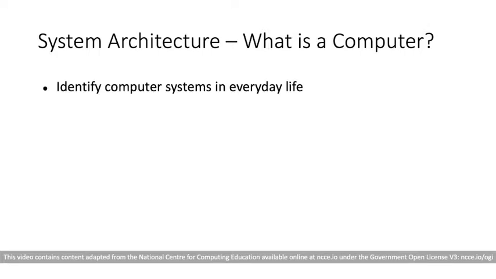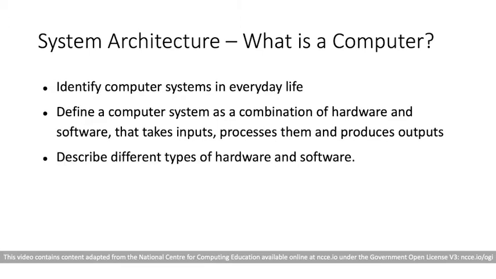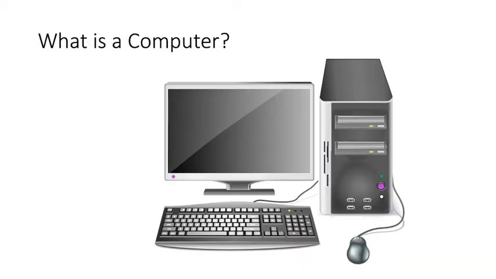In this video, we're going to identify computer systems in everyday life, and we're going to define a computer system as a combination of hardware and software that takes inputs, processes them, and produces outputs. We're going to describe different types of hardware and software. So what is a computer?